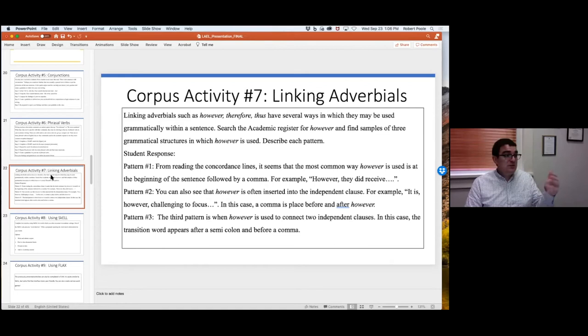So I've provided a sample student response to find these patterns. So you can say, okay, if I use "however" to begin a sentence, it must be followed by a comma, or if I use it to combine independent clauses. So maybe this is a more complex activity with a student that's more familiar with using corpora. But definitely, I think this is another useful one.